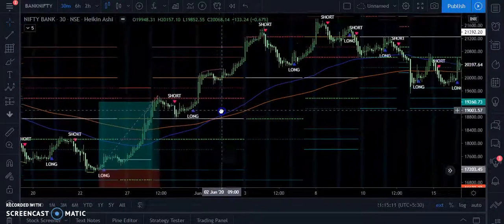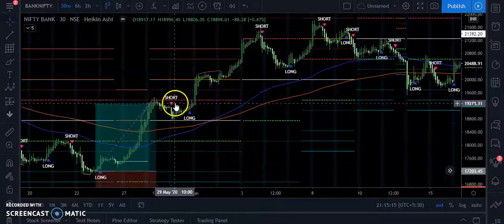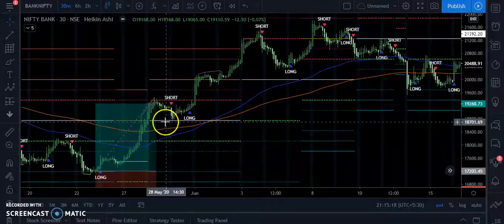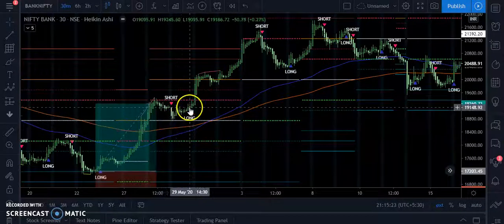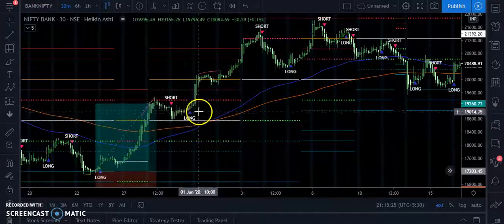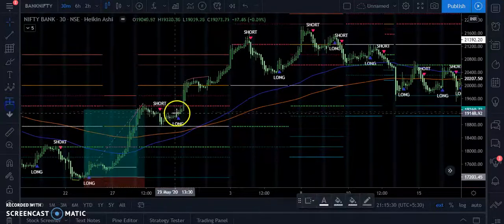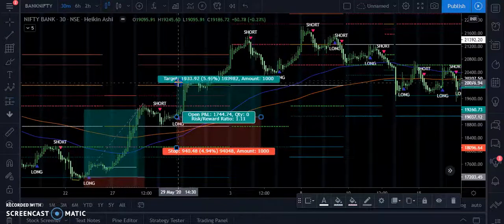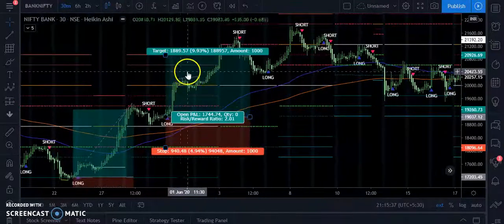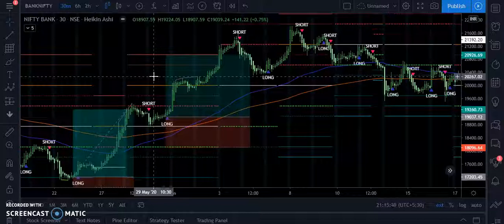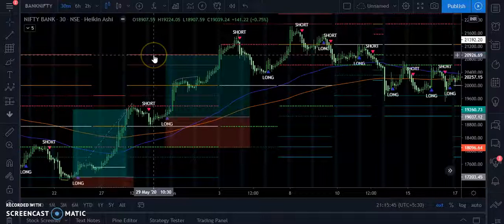As I said, this white line will act as the ultimate support and resistance. You can see our algorithm gave a short signal, but still the price came to the support and again it bounced over. So what you have to do is wait for this long signal. The moment you get the long signal, you have to put a proper risk to reward and go for a long position. And your take profit target should be this orange line or this red line.